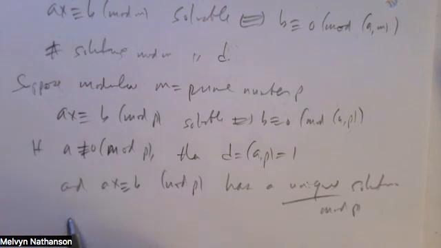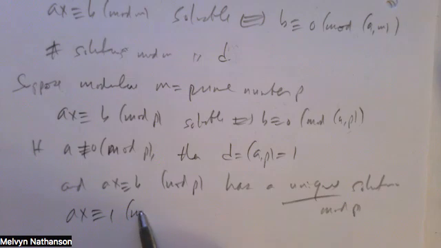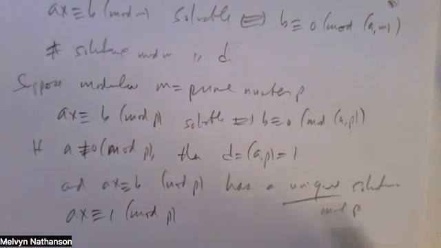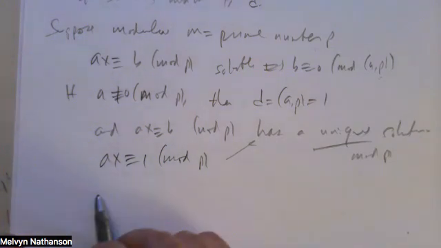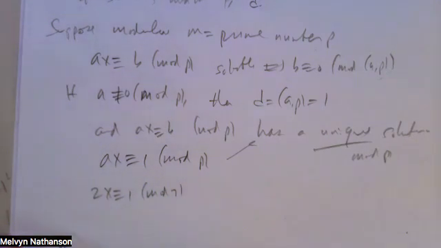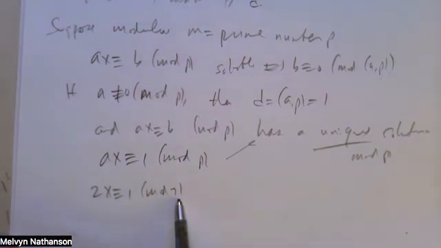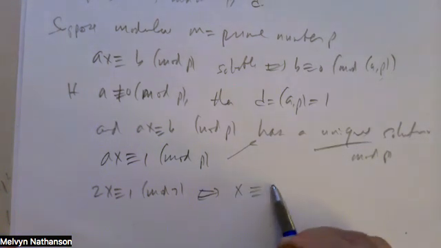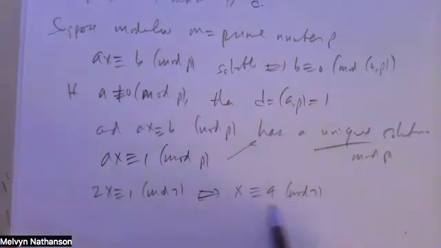In particular, ax congruent to 1 mod p has a unique solution. So if I take, for example, p equal to 7, 2x congruent to 1 mod 7, the greatest common divisor of 2 and 7 is 1, and there's only one solution mod 7. x equal to 4 is the solution because 8 minus 1 is divisible by 7. x congruent to 4 mod 7.